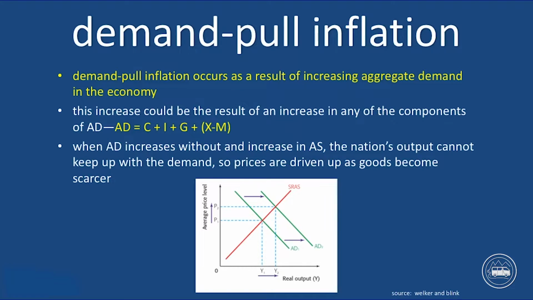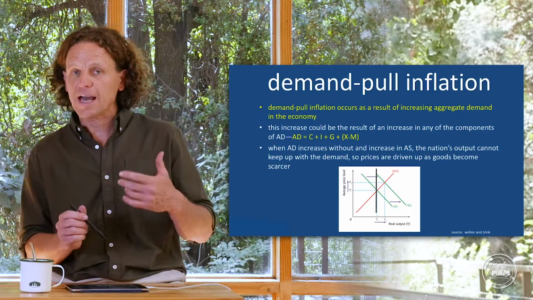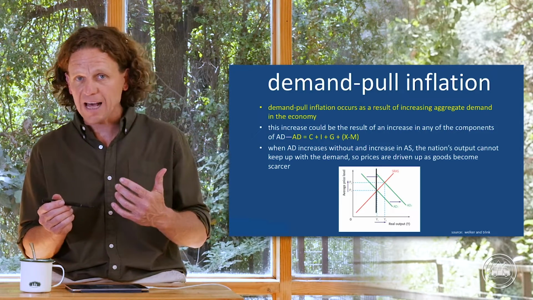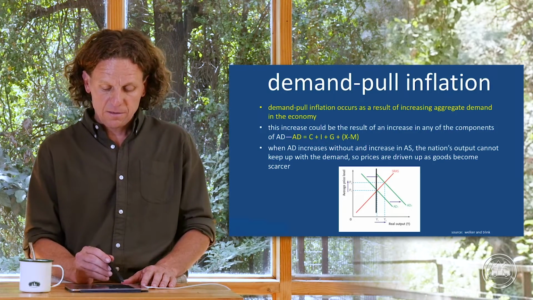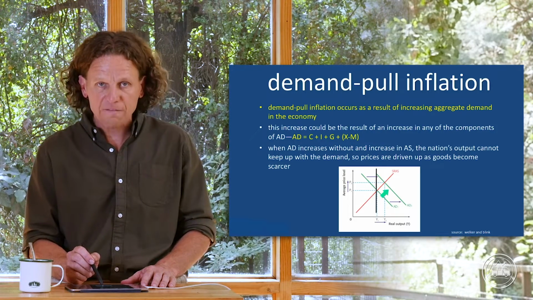The first thing I have to do is make sure that I put in this long run aggregate supply curve, which is going to be right there. Demand pull inflation occurs as a result of increasing aggregate demand in the economy. This increase could be the result of an increase in any of the components of aggregate demand: C plus I plus G plus X minus M. If any one of those moves up, there's going to be an outward movement of the demand curve.